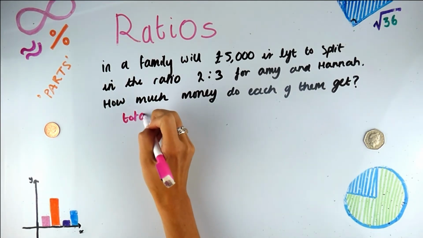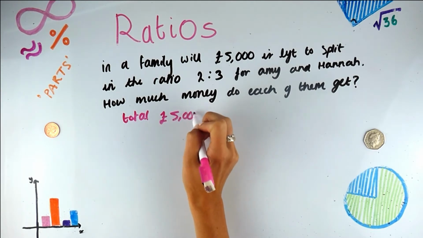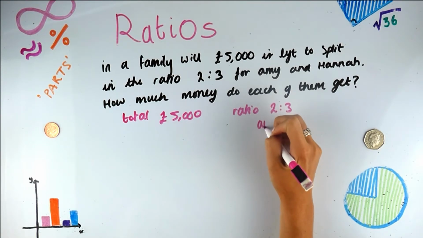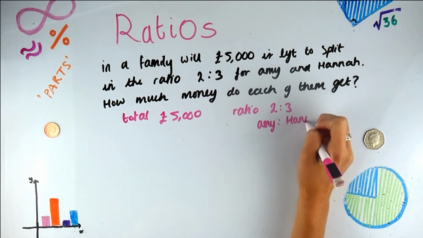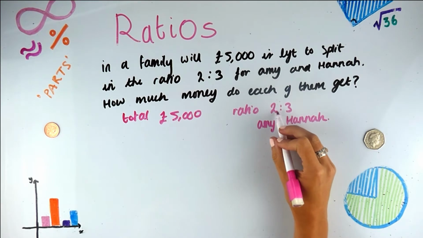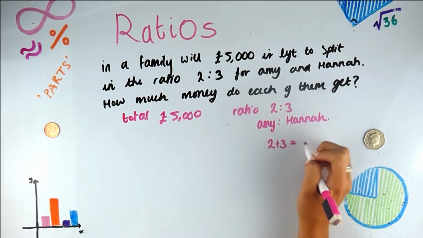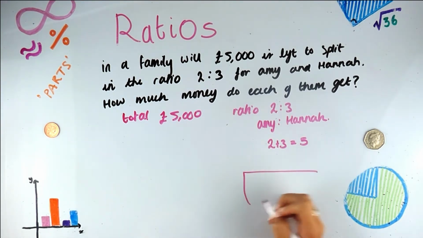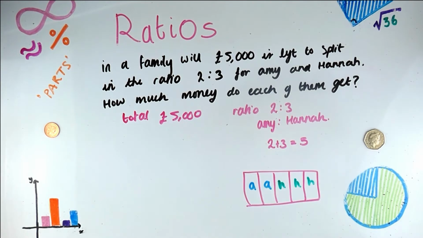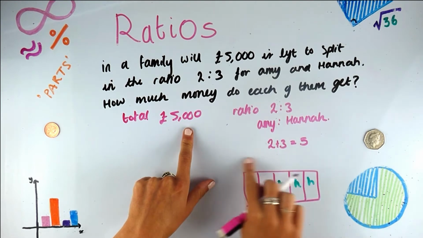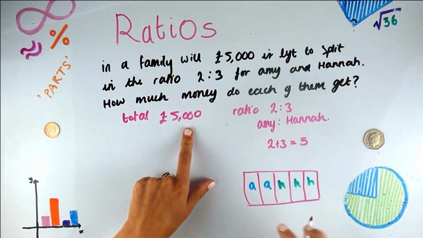So, in total, there's £5,000. My ratio is 2 to 3, and that is Amy to Hannah. And just like the recipe example, we need to know how many parts there are in total to divide it up into. So if there's 2 to 3, 2 plus 3 equals 5, I can think of that as having 5 parts in total. So as a drawing again, this would look like, but this time what are we talking about? We're talking about money.